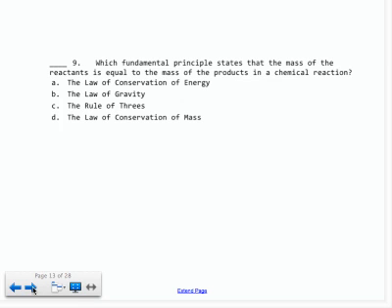Which fundamental principle states that the mass of the reactants is equal to the mass of the products in a chemical reaction? That is the law of conservation of mass. Okay? Mass is not created or destroyed during a chemical reaction.